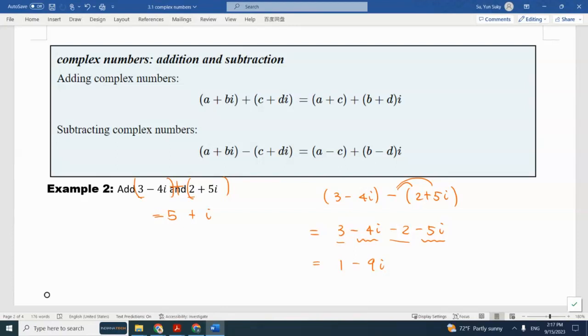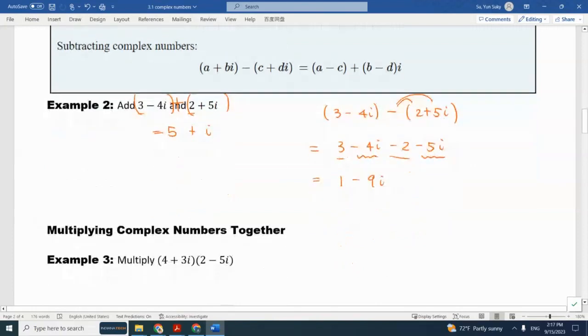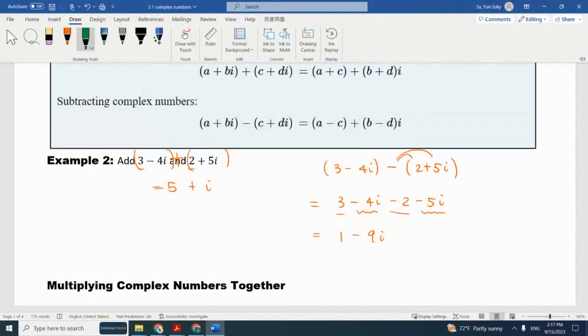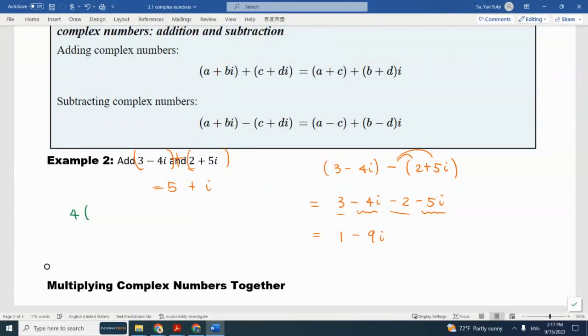Okay. Let's do more exercise. Let me put a more example here. How about let's do 4 times 2 minus 3i minus 3 times 5 plus 7i. What do you do with this? Distribute first. Everybody do it.